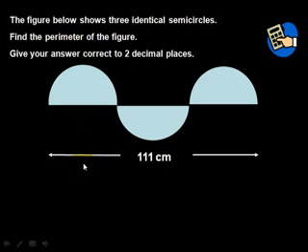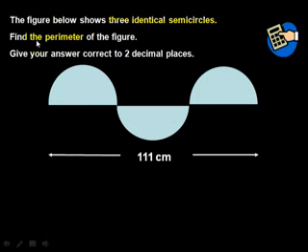Let's take a look at this question. The figure below shows three identical semicircles. Find the perimeter of the figure. Give your answer correct to 2 decimal places. So now we have three identical semicircles, 1, 2, and 3. And we are supposed to find the perimeter of the figure.